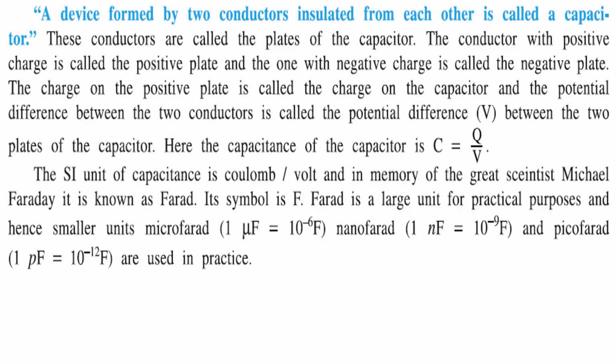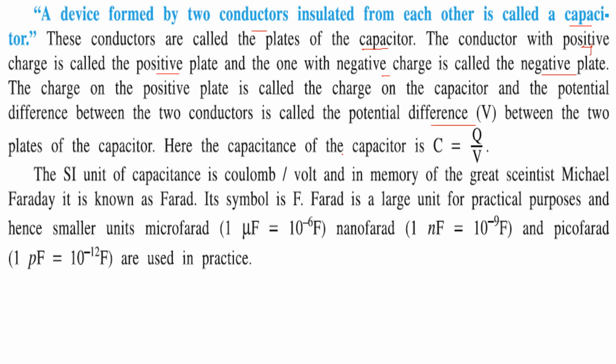A device which is formed by two conductors insulated from each other is called a capacitor. We just saw an example. These conductors are called the plates of the capacitor. The conductor with positive charge is called the positive plate, and the one with negative charge is called the negative plate. The charge on the positive plate is called the charge on the capacitor, and the potential difference between these two conductors is the potential difference between the two plates of the capacitor.